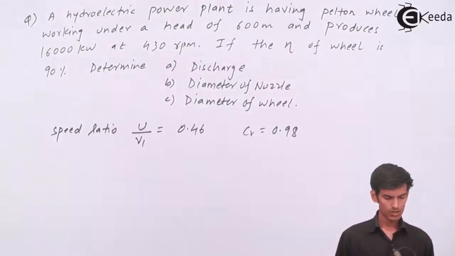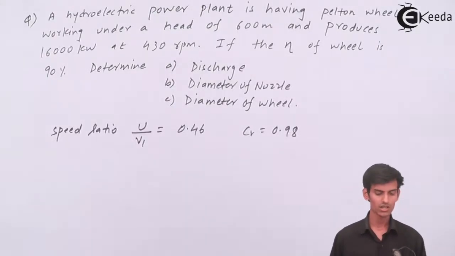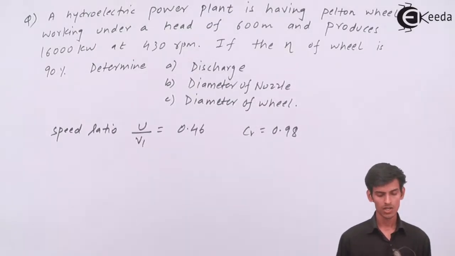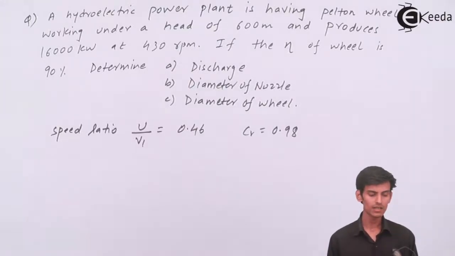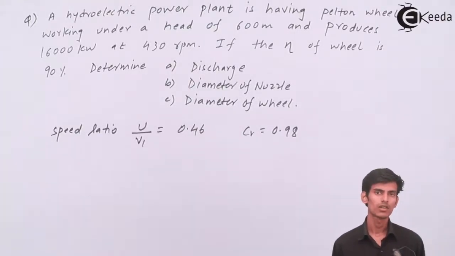So I'll read out the question once. A hydroelectric power plant is having a Pelton wheel working under a head of 600 meters and produces 16,000 kilowatt power at 430 rpm. So if the efficiency of the wheel is 90%, the efficiency of the wheel is nothing but the hydraulic efficiency.